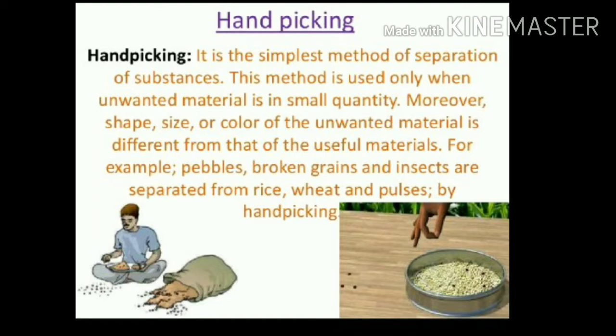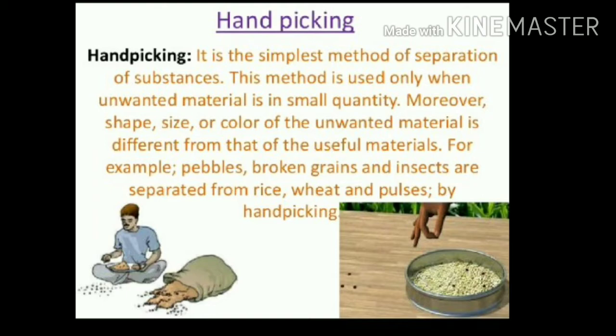This method is used only when the unwanted material is in small quantity. Moreover, the shape, size, or color of the unwanted material is different from that of the useful materials. For example, pebbles, broken grains, and insects are separated from rice, wheat, and pulses by hand picking. In the picture also you can see the person separating the small stones from the grain. This is nothing but the hand picking method.